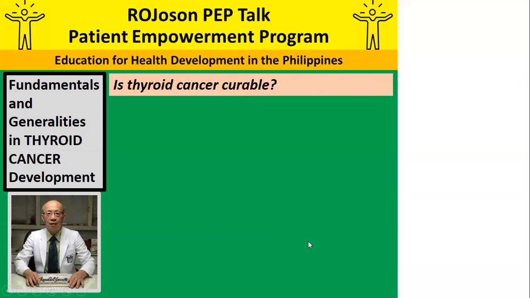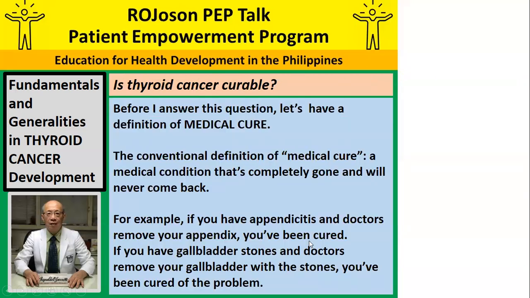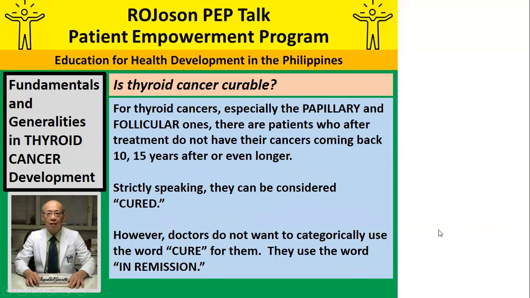Is thyroid cancer curable? Before I answer this question, let's have a definition of medical cure. The conventional definition of medical cure is a medical condition that's completely gone and will never come back. For example, if you have appendicitis and doctors remove your appendix, you have been cured.